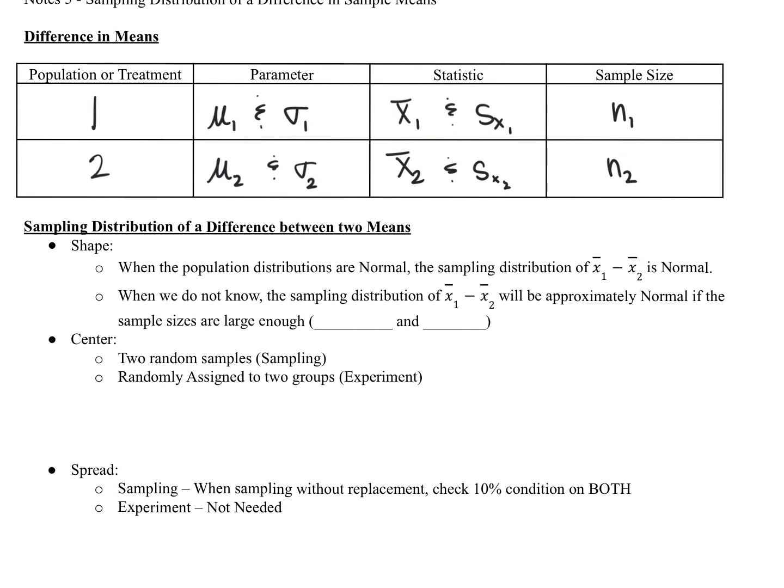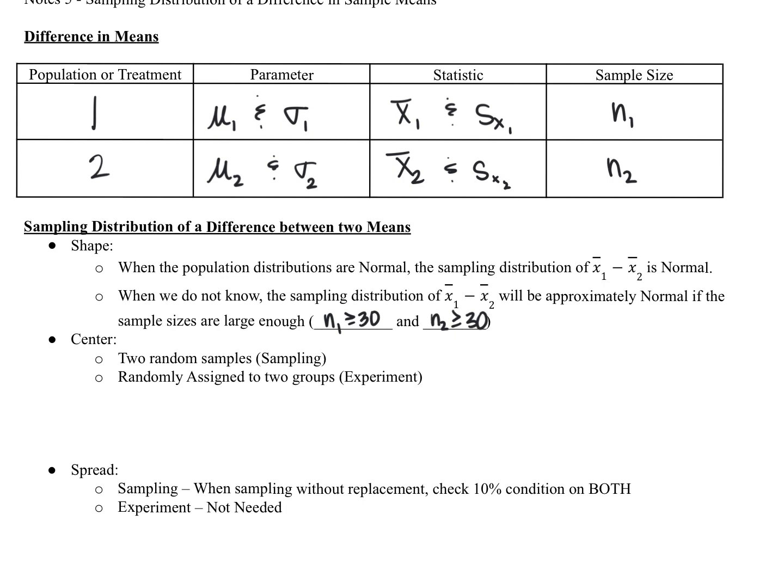So when we're talking about the shape, center, and spread for a difference in two means, similar to proportions, both means have to be normal. So if both population distributions are normal, then the sampling distribution of x1 bar minus x2 bar is normal. If we don't know that the population distributions are normal, then we can't say the sampling distribution is approximately normal. So each sample size would have to be large enough. So n1 would have to be greater than or equal to 30, and n2 would have to be greater than or equal to 30.